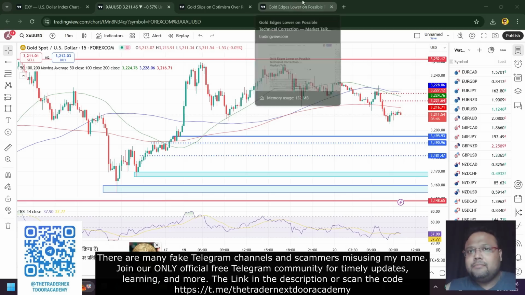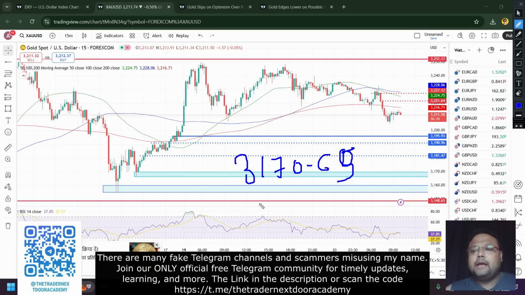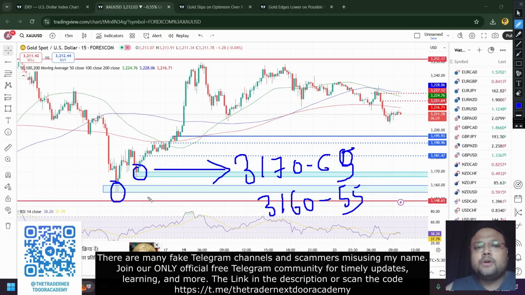And technically, the logical support levels are 3170, 3166.5, and 3160, 3155. These are the two levels or zones in the market where we can look for a buy position. These are the logical levels, and 3195, 3190, 3180 are very weak levels.